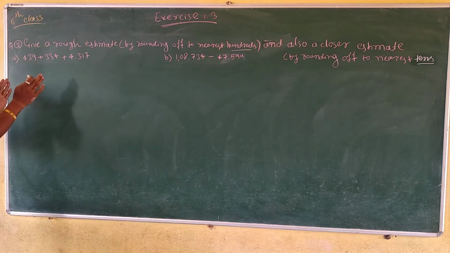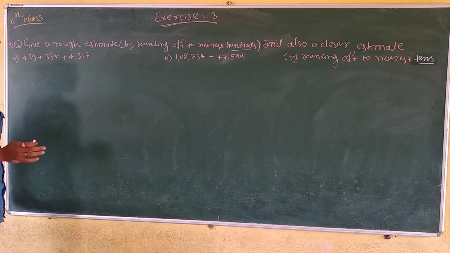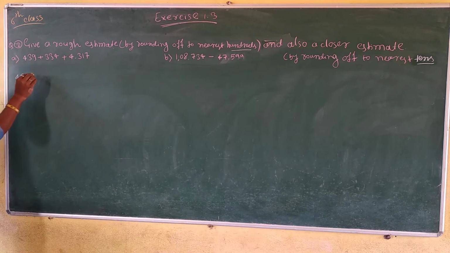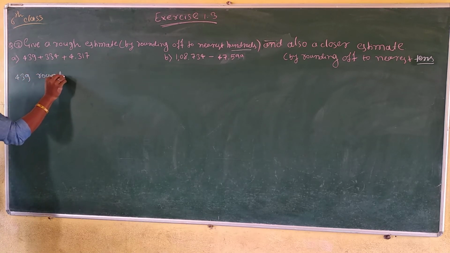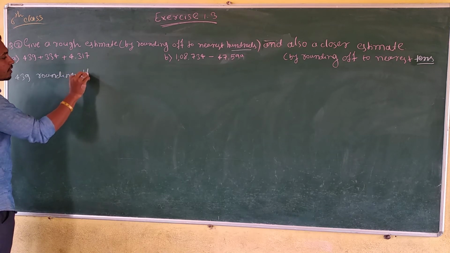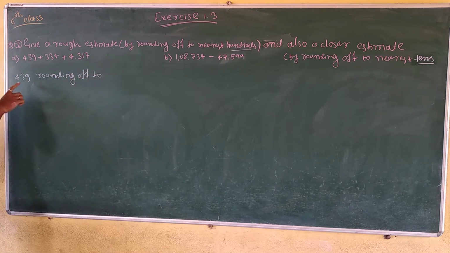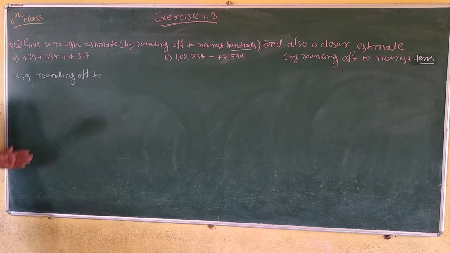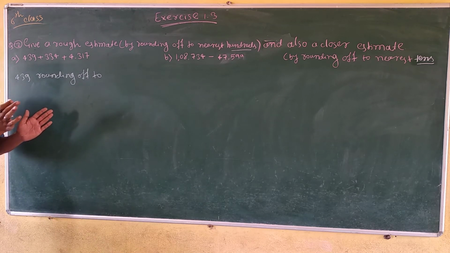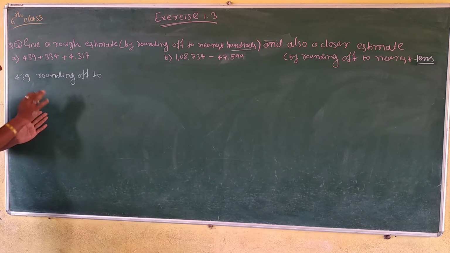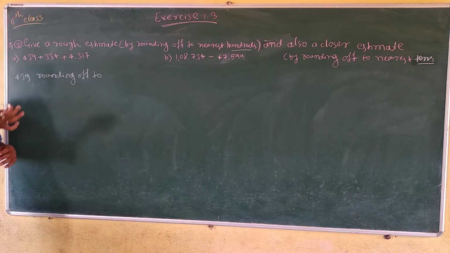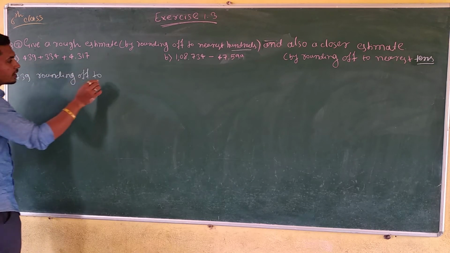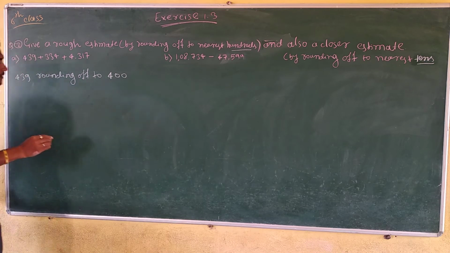Okay, first we have to round to the nearest hundreds. So 439. See here, 439 is rounded to the nearest 100, which means 39 is nearest to 100. Sorry, 39 is nearer to 0 than to 100. Is it right? So that's why we write here that 439 rounds to 400. Is it right?